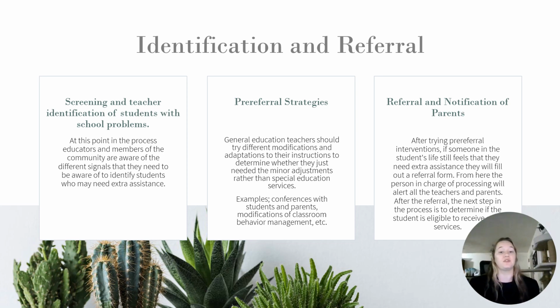The referral and notification of parents is the next step. After we try the interventions, if those are still not working, then we need to begin the referral process, start getting the paperwork all in line to see about getting the student on an IEP and notifying the parents of the disabilities or the issues that we are seeing and how we are seeing that the student might need extra help. After the referral, the next step in the process is to determine if the student is eligible to receive the service.